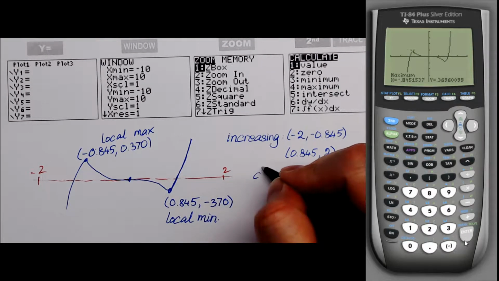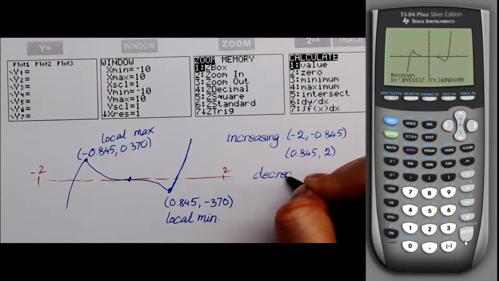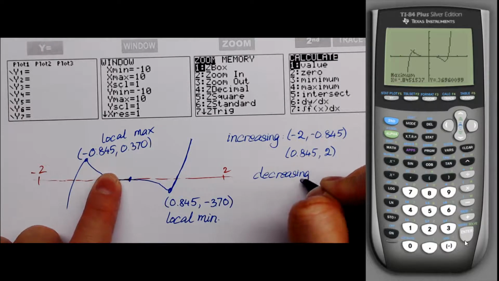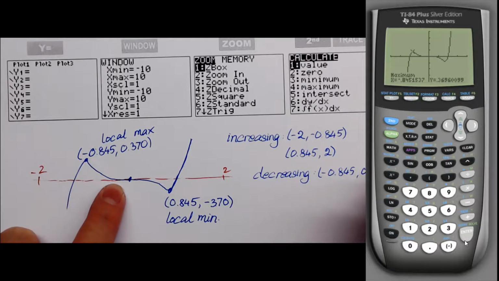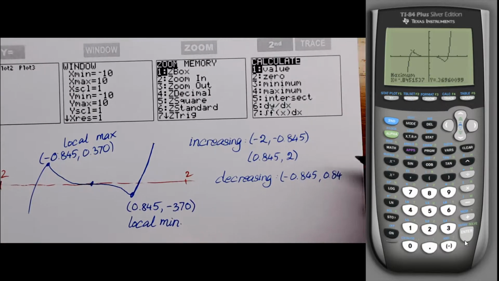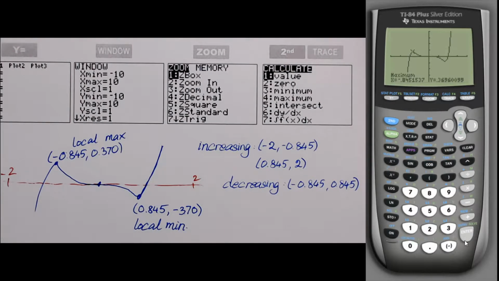And decreasing, it is in the middle, negative 0.845 to 0.845. Right. So we can find maximum and minimum, and after that we can find where the function is increasing, where the function is decreasing. The last thing though, we did change the window, so we need to change it back.